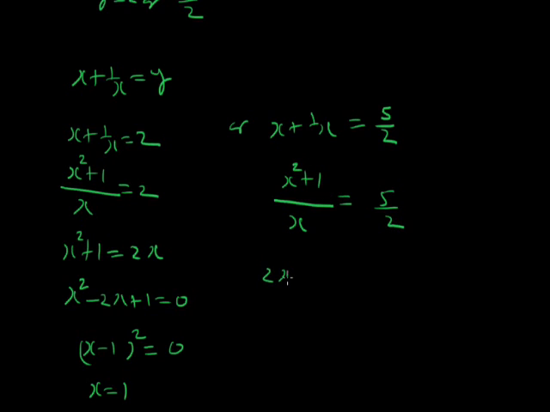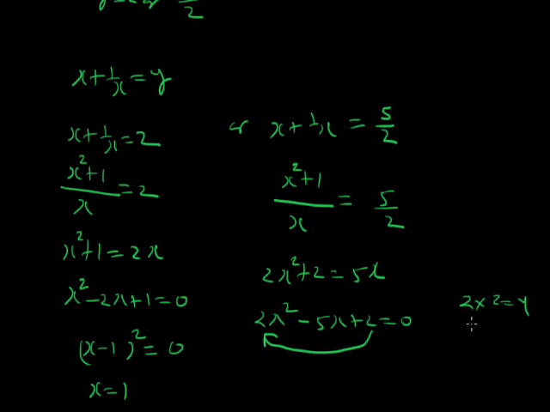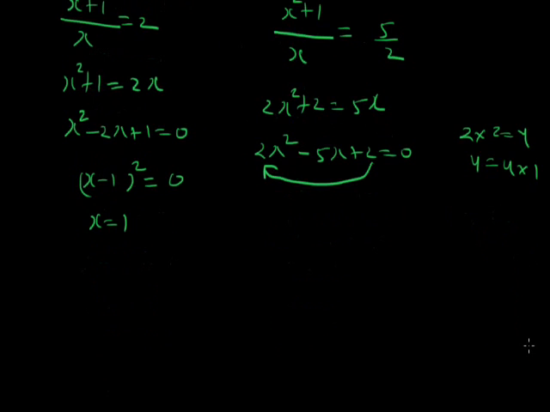Again cross multiply. 2x square plus 2 is equal to 5x. Shift these to the left hand side. So 2x square minus 5x plus 2 equals 0. Now again, how can we factorize? We have to multiply the constant term with the coefficient of x square, that is 2. So 2 into 2 we are getting 4. Now we have to find two factors of 4 by which 5 comes, so we can write 4 as 4 into 1, by which we are getting 5. So 2x square minus 4x minus x plus 2 equals 0.